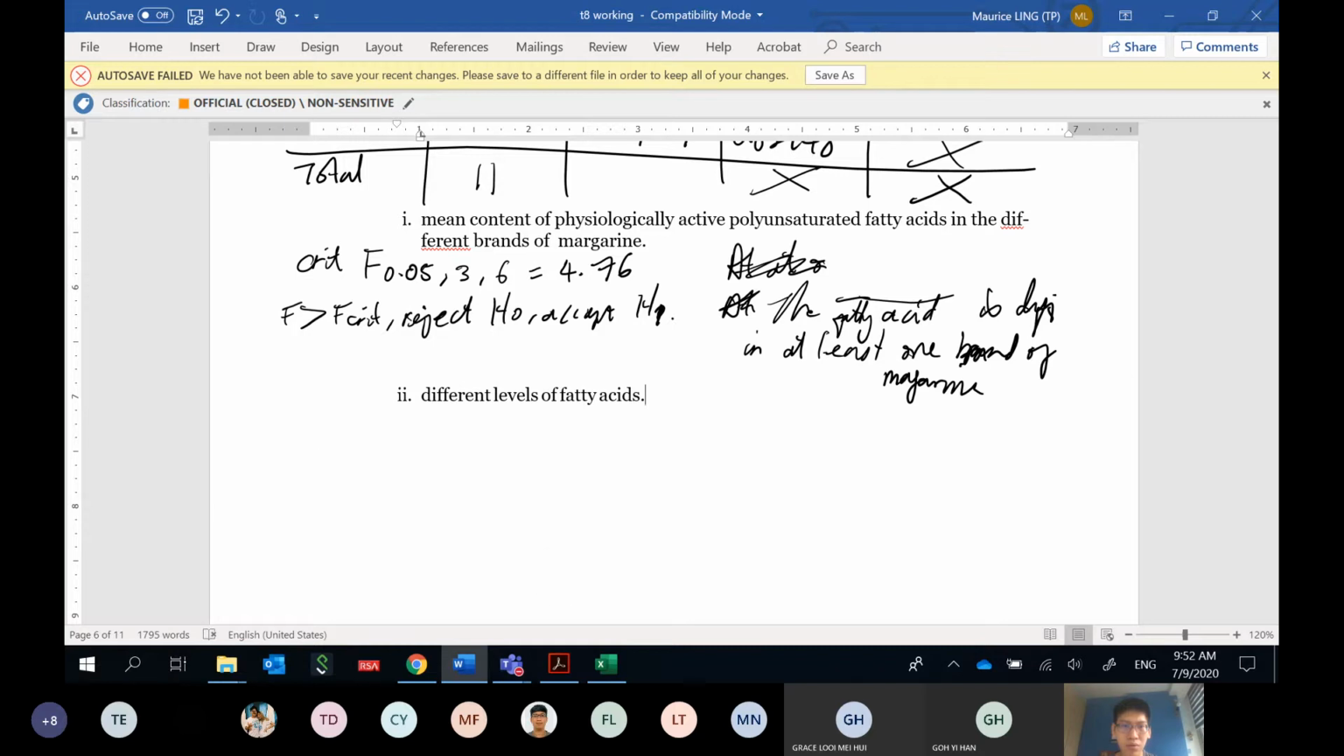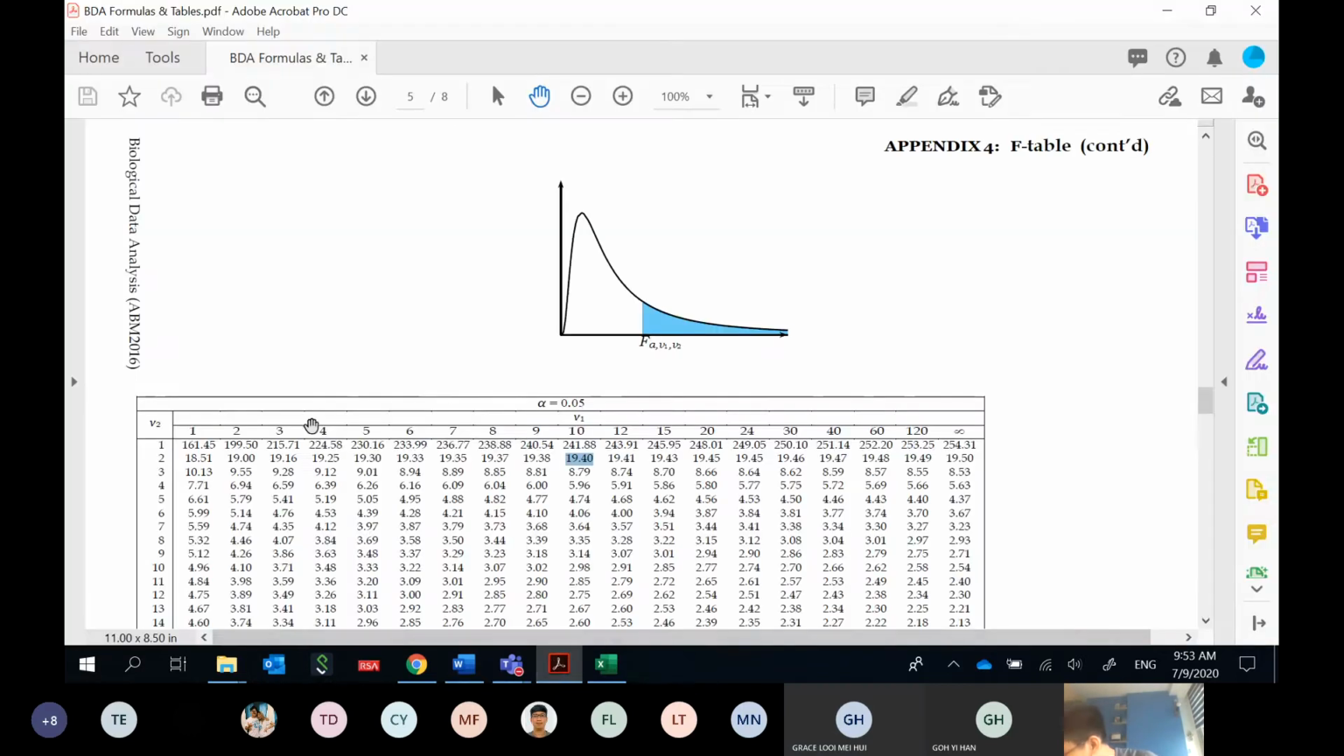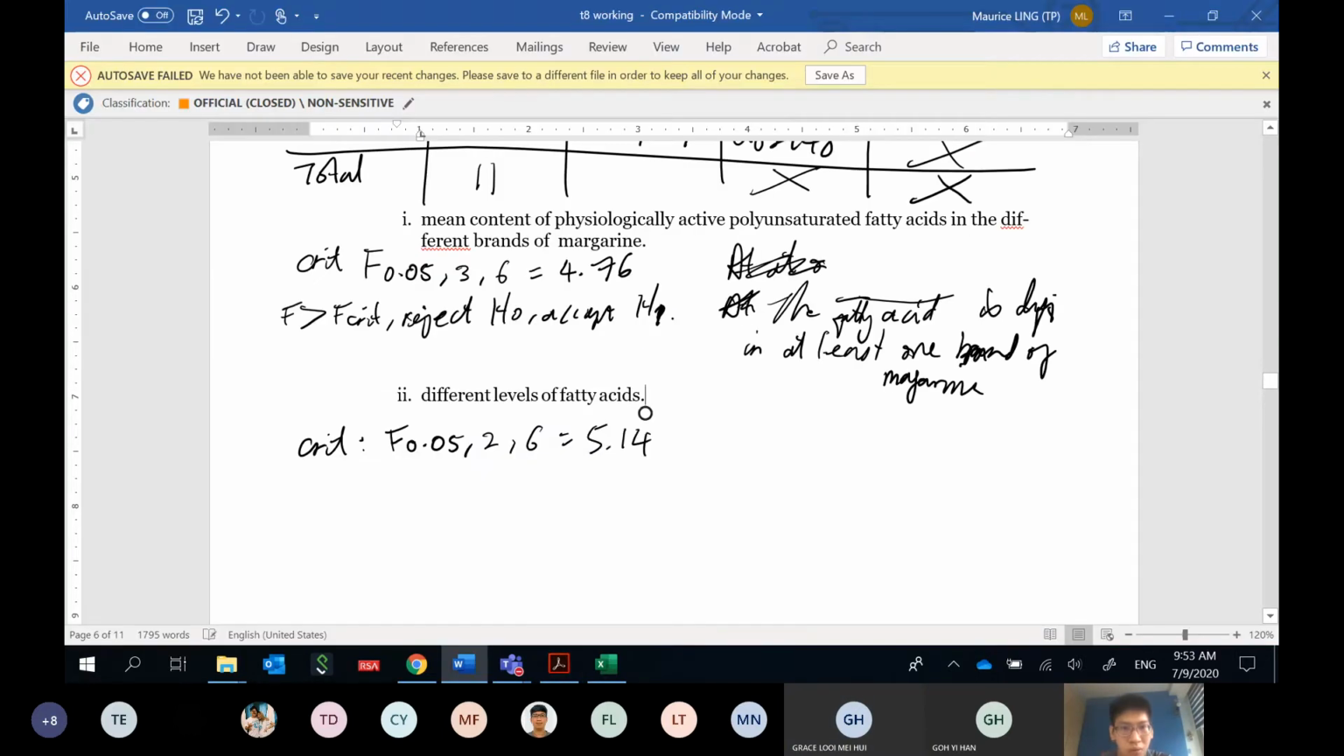So for your different levels of fatty acid, what will be your critical value? The first DF is 2. Next one? And then the next one is 6. Correct. Sorry, there's an error. Is it 6? Okay, let's go to the table and see. It's 0.05, so first DF is 2, second DF is 6, so 5.14. Just be careful and read the table.